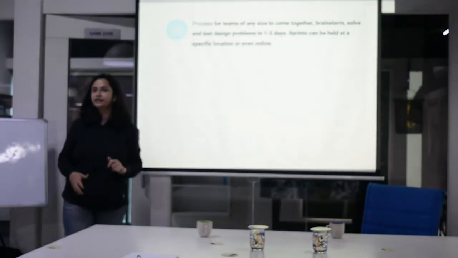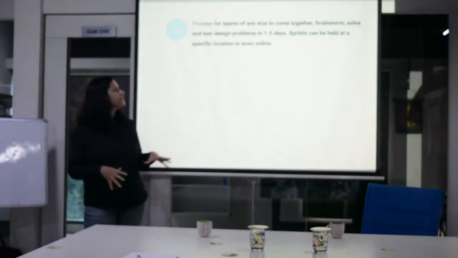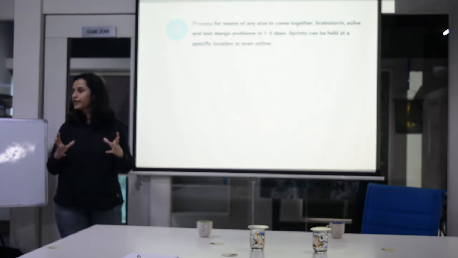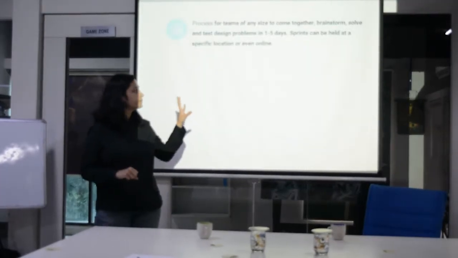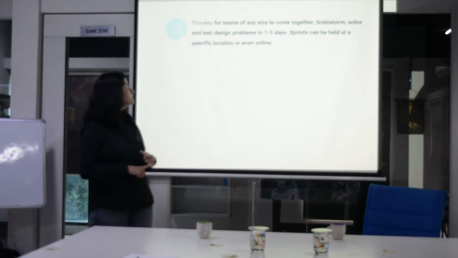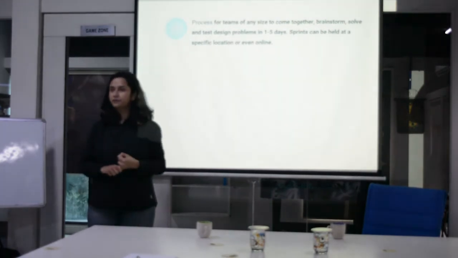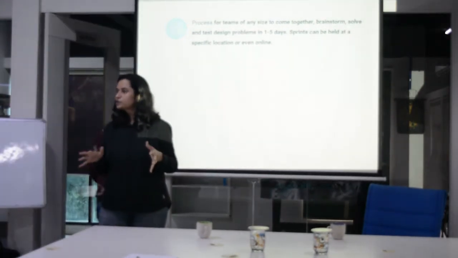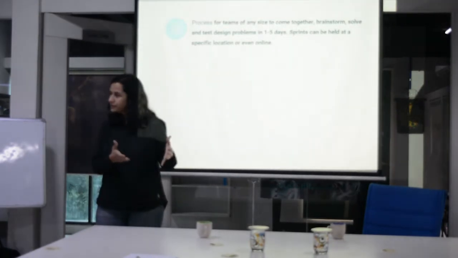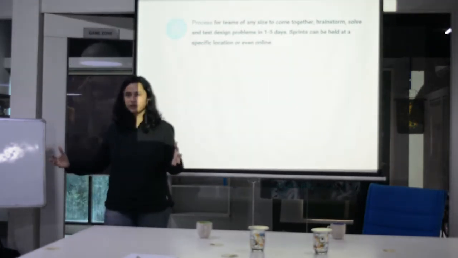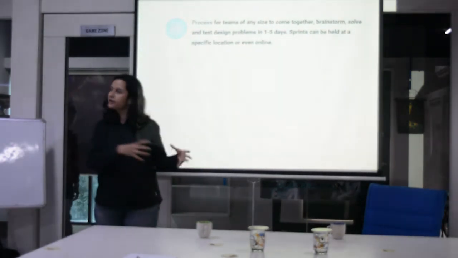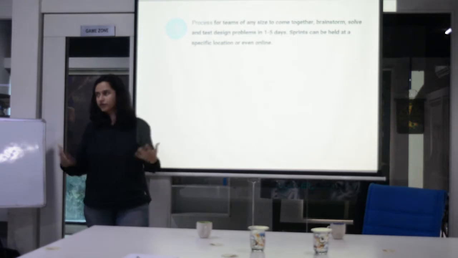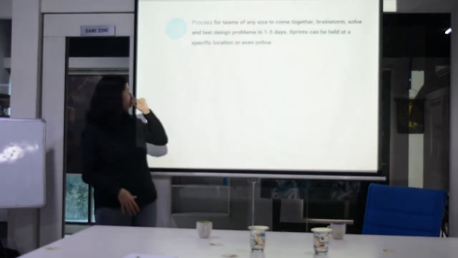So a design sprint is basically a process which gets teams together. Imagine a startup which has 6 people who are working on different parts of a product. Sprints get people together to brainstorm, to solve and test design problems in between 1 to 5 days. It could be anywhere between a half-day sprint to a full-blown 5-day sprint, which is a scientific process of taking a problem, understanding everything behind that, and solving that problem. Hopefully, solving a problem by the end of the 5th day.